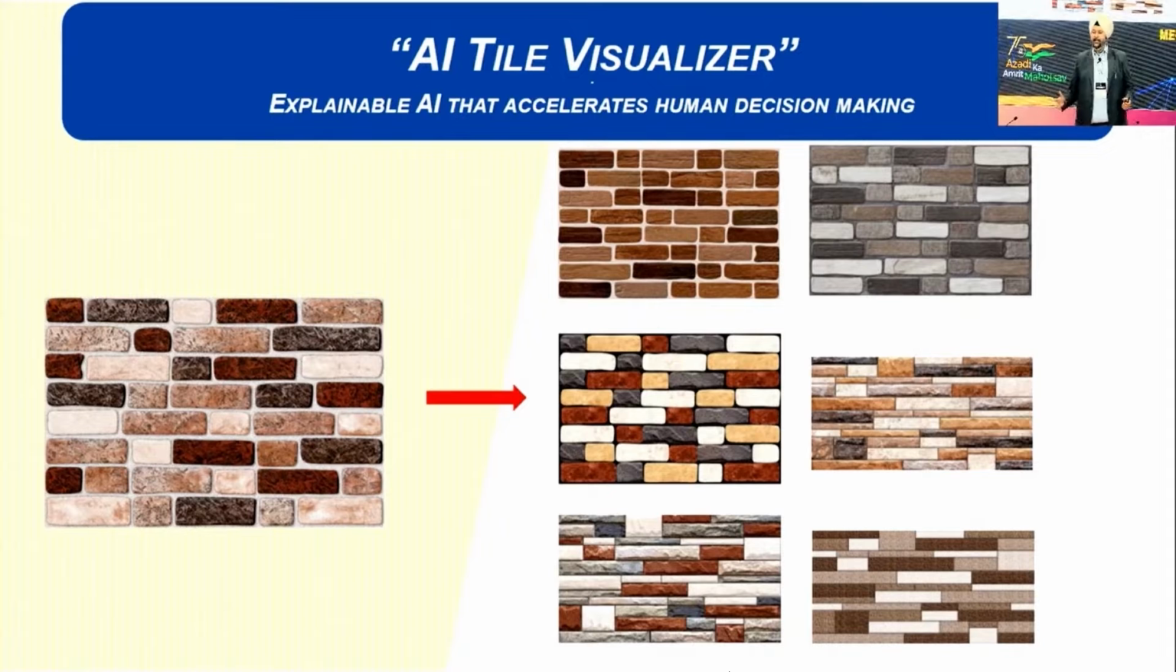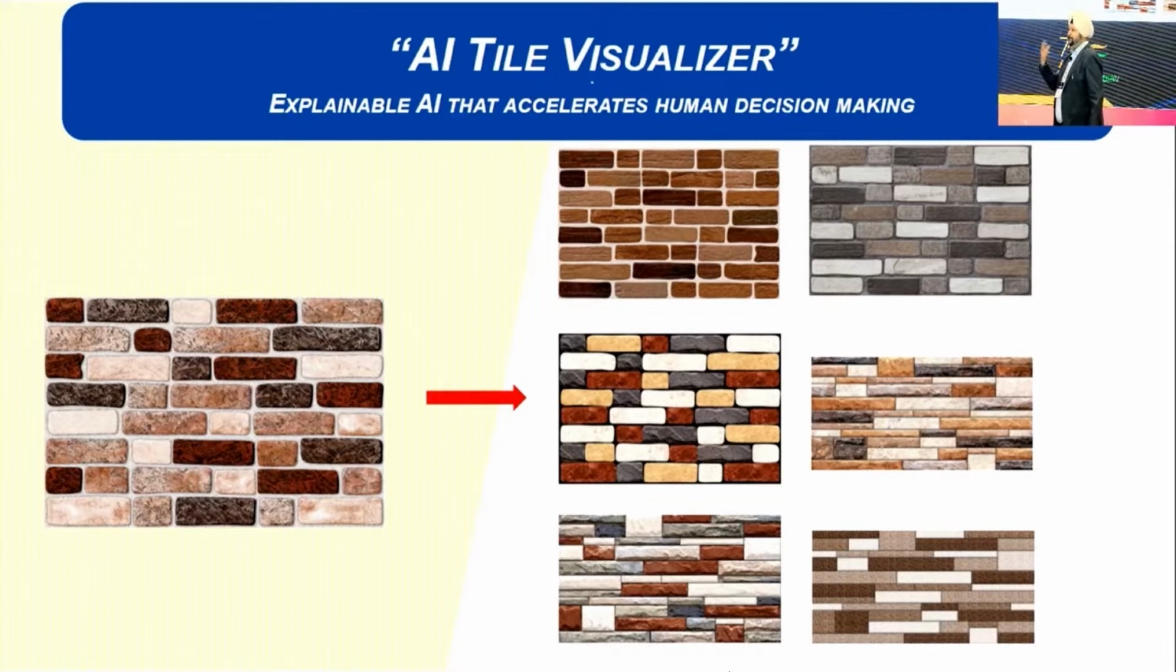Here's an AI tile visualizer. Here there is a concept of explainable AI. Normally when we talk about artificial intelligence models, they are black boxes. You just come up with the results without explaining how you came up with the results, right? But when we are talking about explainable AI, the customer is seeing how artificial intelligence is working for them. So it could be an artificial intelligence based tile visualizer.